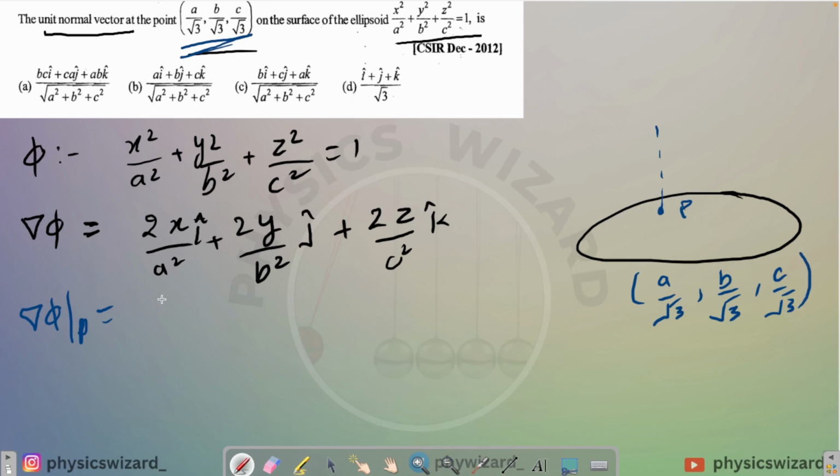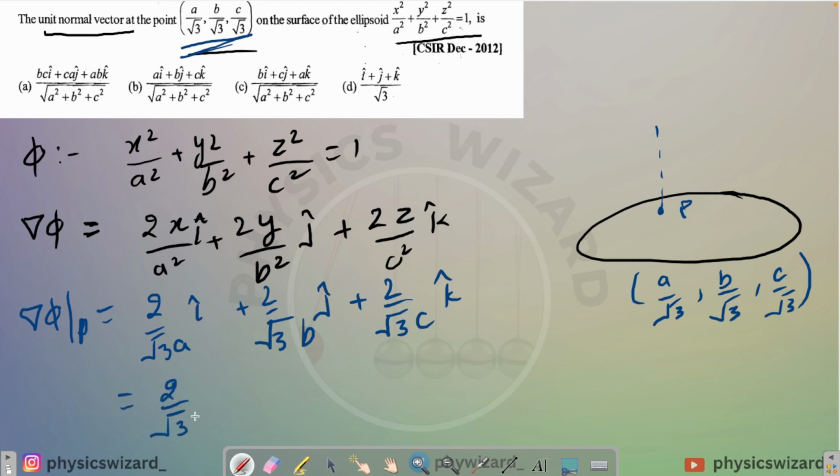After putting that, we get 2 by root 3 a i cap plus 2 by root 3 b j cap plus 2 by root 3 c k cap. We can take 2 by root 3 as common. Then what do we get? 1 upon a i cap plus 1 upon b j cap plus 1 upon c k cap. This is the equation of the perpendicular vector, but it is asking here for a unit normal vector.